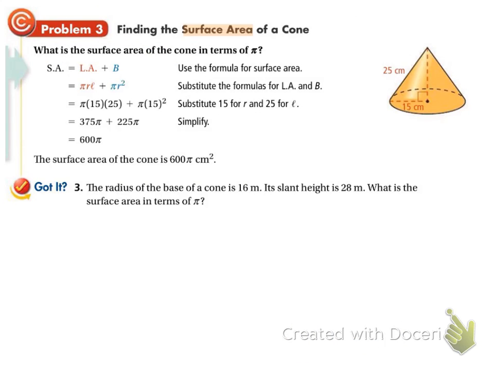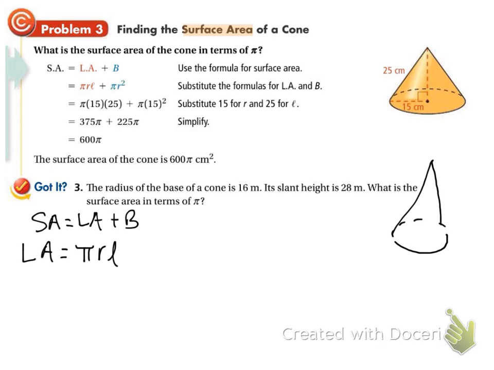So we are asked to find the surface area. Surface area, remember, is lateral area plus the base. And our lateral area is pi RL. Okay, so we need to sketch this cone. We've got a cone, hopefully. You get the idea. That has a radius of 16 meters. And the slant height is 28 meters. Okay, that's my slant height, my L.